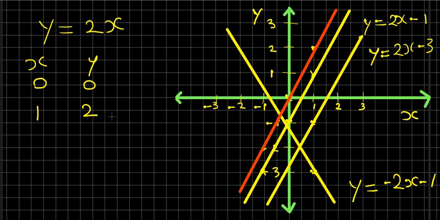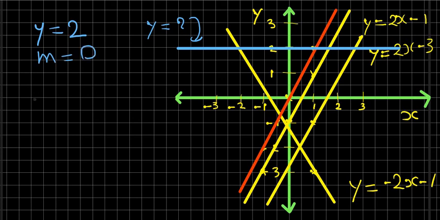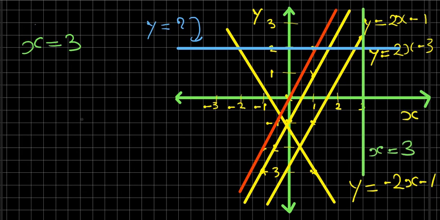Let's consider another concept related to straight lines. Look at this equation, y equals 2. Now in this case, if we draw our line, it will be a straight horizontal line. In this case, m is equal to 0. Let's consider another aspect related to straight lines, that is x equals 3. Now in this case, we have a graph that is parallel to the y-axis. Now in this situation, our m is infinity.